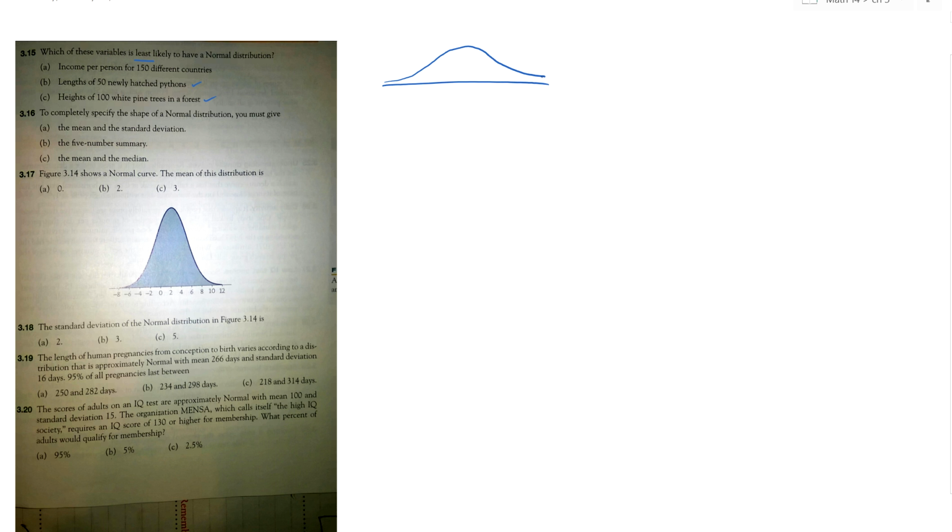approximately normal because you're going to have newly hatched pythons. You're going to have some really short, some really long. Most of them are going to be all in this middle range. Same thing with the heights of pine trees. But income per person for 150 countries, you're going to get a large group in this range, and then some countries, like the United States being one, and some of the Western European countries, you're going to get up here, and then a lot of the poorer countries are going to be way down low, and so that's actually probably going to be something of a skewed distribution. So that's going to be A.